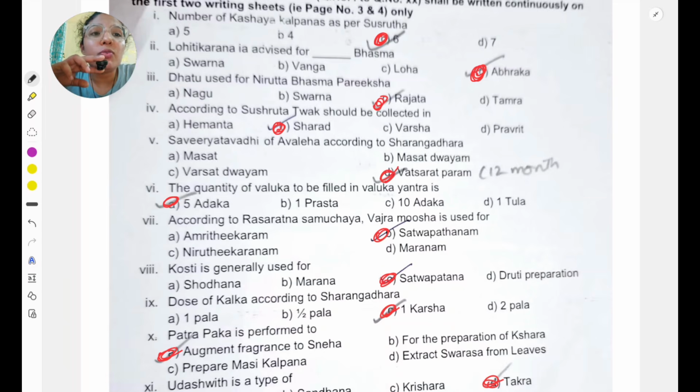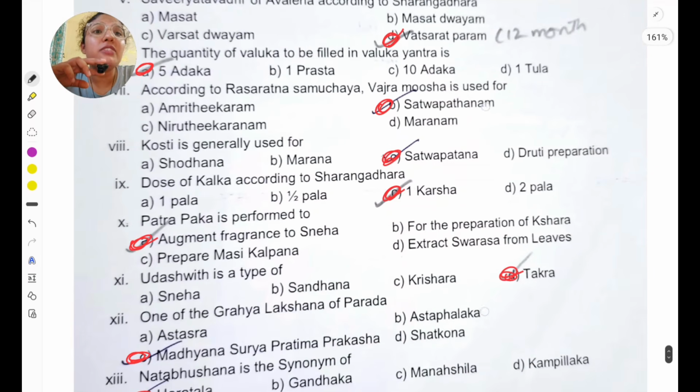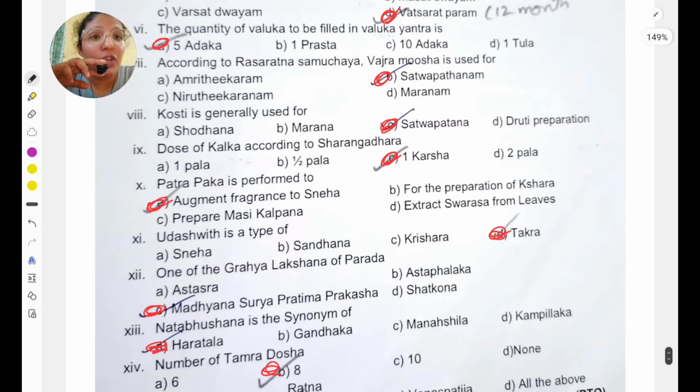According to Sushruta, Twak should be collected in Sharad Ritu. So Dravya Sangraha questions like this can also sometimes come. Sandhana Avadhi of Avaleha is Vatsarat Param, meaning 12 months. The quantity of Valuka filled is 5 Angula. Again an important and repeated question.